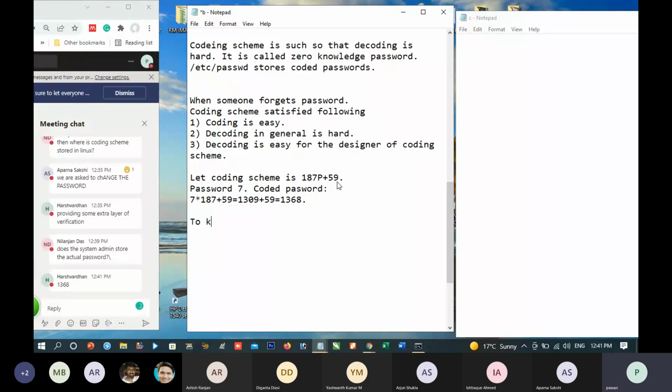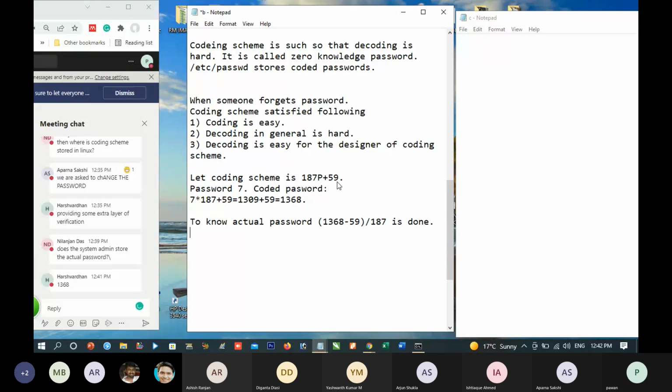To know the actual password, 1368 minus 59, divided by 187 is done. Is it correct? We all know multiplication is an easy thing. Multiplying by 187 is easy, but division by 187 is hard.